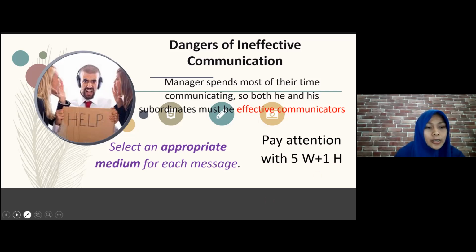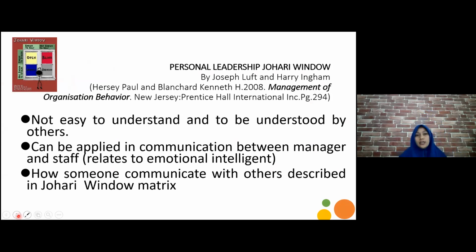Then students, talking about communication, we also talk about leadership. Joseph Luft and Harry Ingham, in their book Management of Organizational Behavior, talked about personal leadership called the Johari Window. Johari is an abbreviation of Joseph and Harry. Window means it is like a window. It has 4 rooms, 4 columns, and it is called a window.